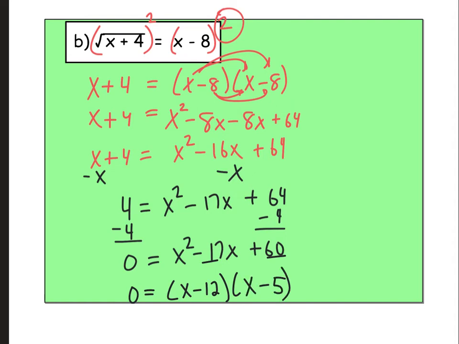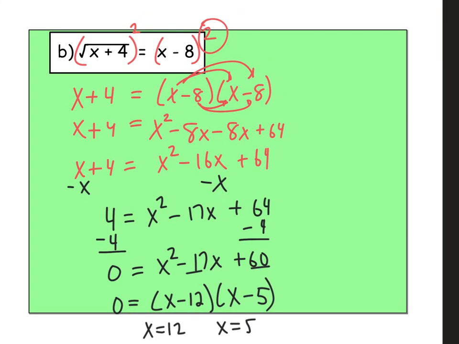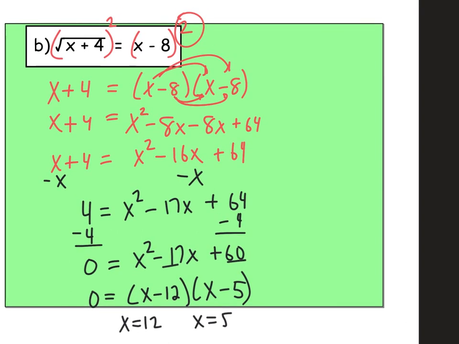Okay, 5 times 12 is 60, right? Negative, I should say negative 12 times negative 5. So our potential solutions are x equals 12, x equals 5. Okay, now comes that all-important step where we check our answers. And we have to check them both, one at a time.